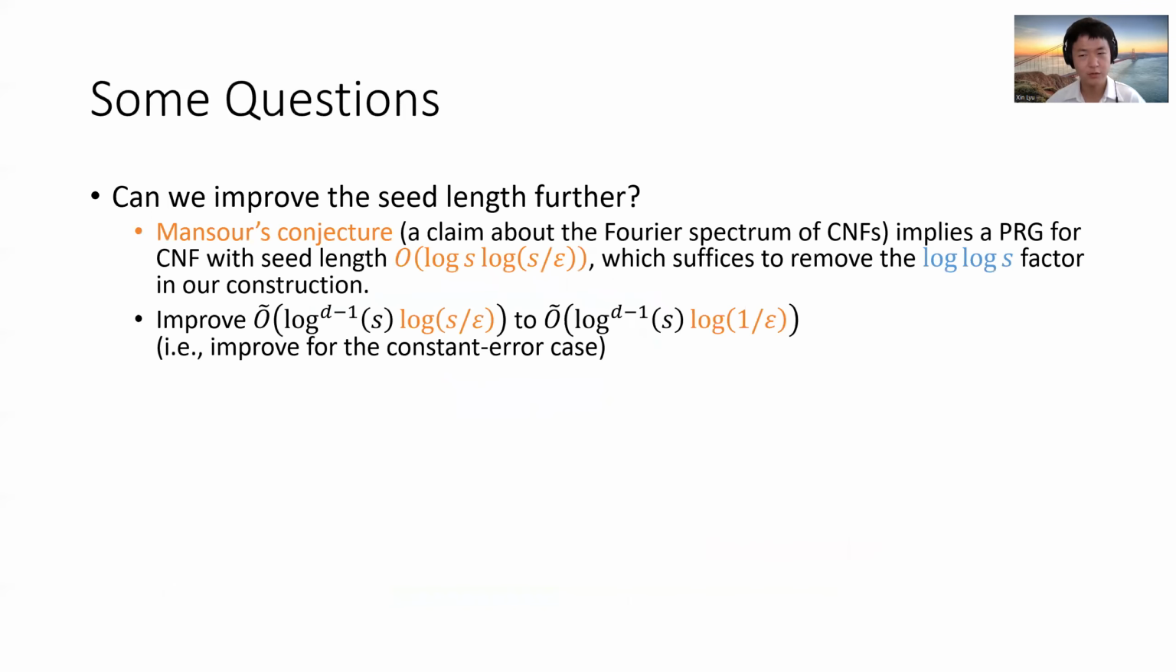We conclude with some open questions. First, the immediate question would be further reducing the seed length. If we want to shave the log s factor, one option is by a Fourier analytic conjecture called Mansour's conjecture. In particular, this conjecture implies that we can shave the log s factor for the CNF PRG, which further implies shaving log s for all constant depth circuits. The second direction is to improve the dependence on log s when epsilon is relatively large. And then a more open-ended question, we ask if we can break the log s to D minus 1 times log 1 over epsilon barrier. We believe this shouldn't be impossible.